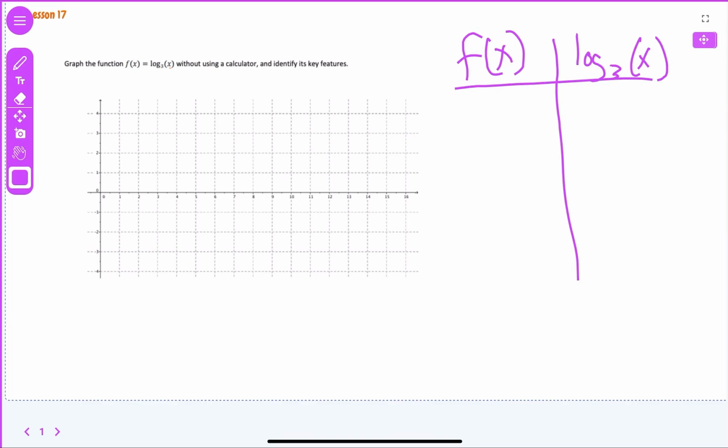If we plug in 1 for x here, that is log base 3 of 1. So to what power of 3 is 1? 0. 3 to the power of 0 is 1. So let's do log base 3 of 1 equals 0.